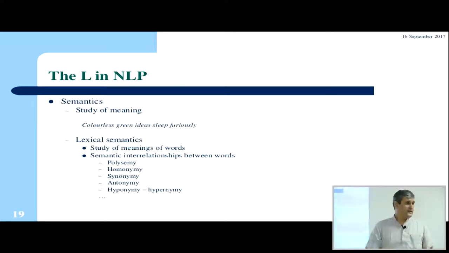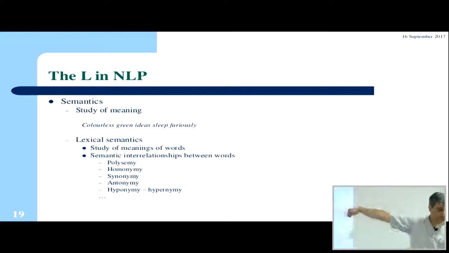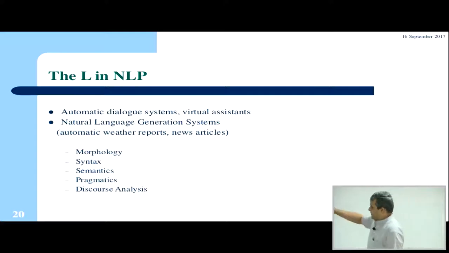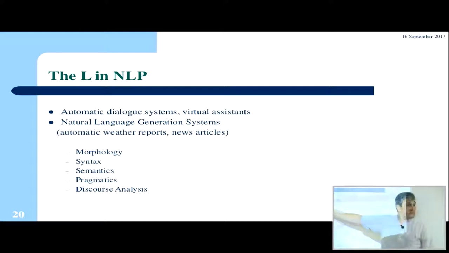Again, I reiterate, all this study has to happen in linguistics. If not, any grammar checker or any automatic translator in the world, if it doesn't acknowledge this or take help of this, is going to go wrong. And that's the L in NLP that people forget. So then going ahead, you have automatic dialogue systems, virtual assistants, natural language generation systems. That's a whole field of research, NLG.